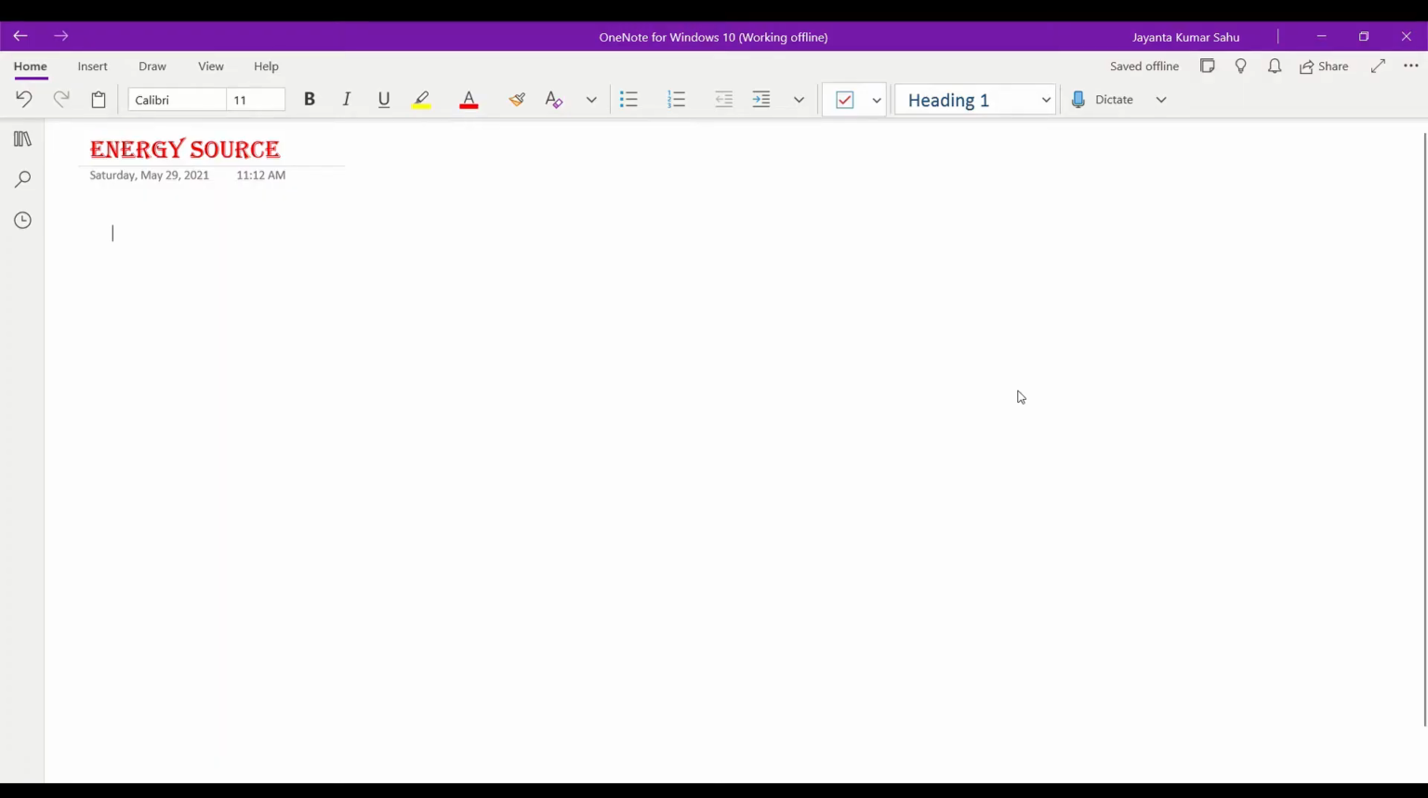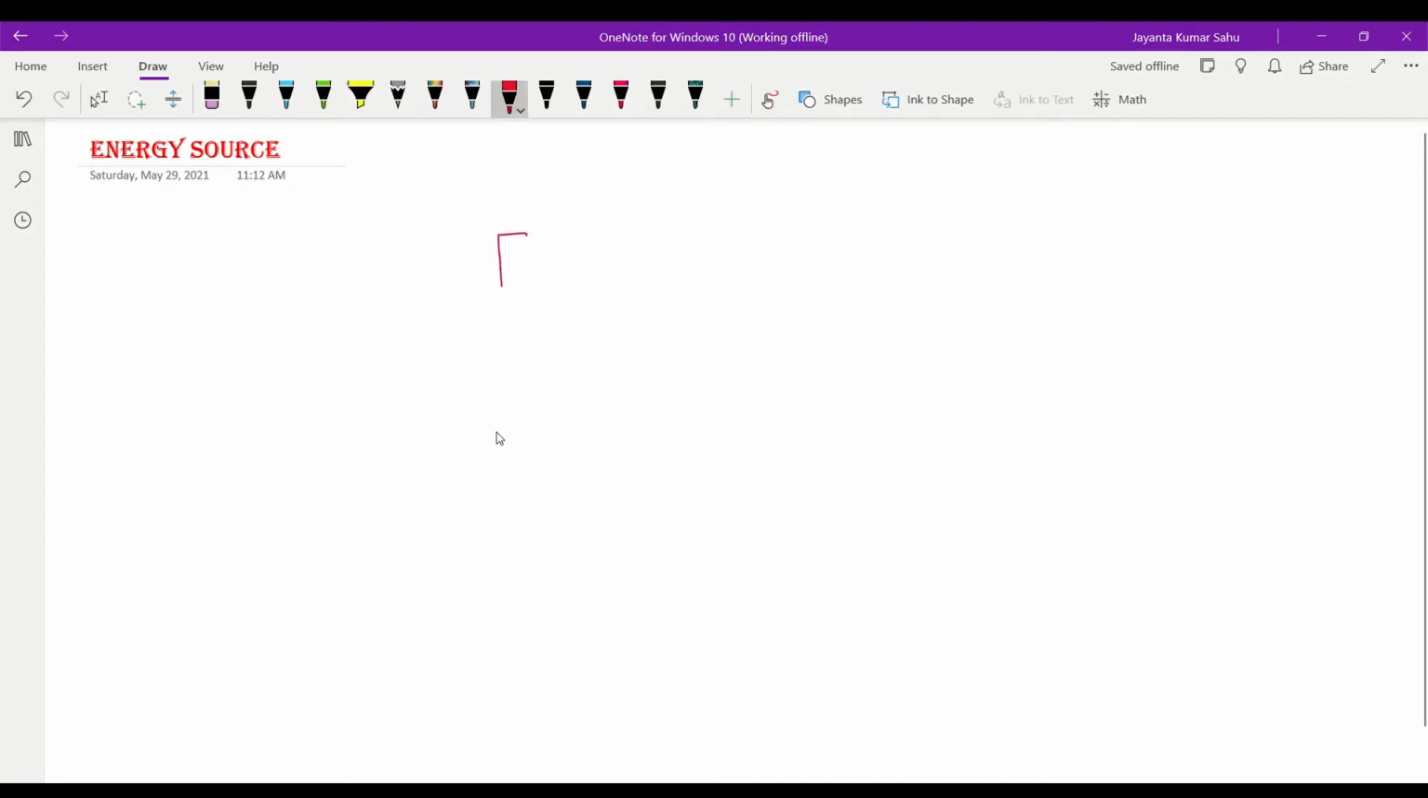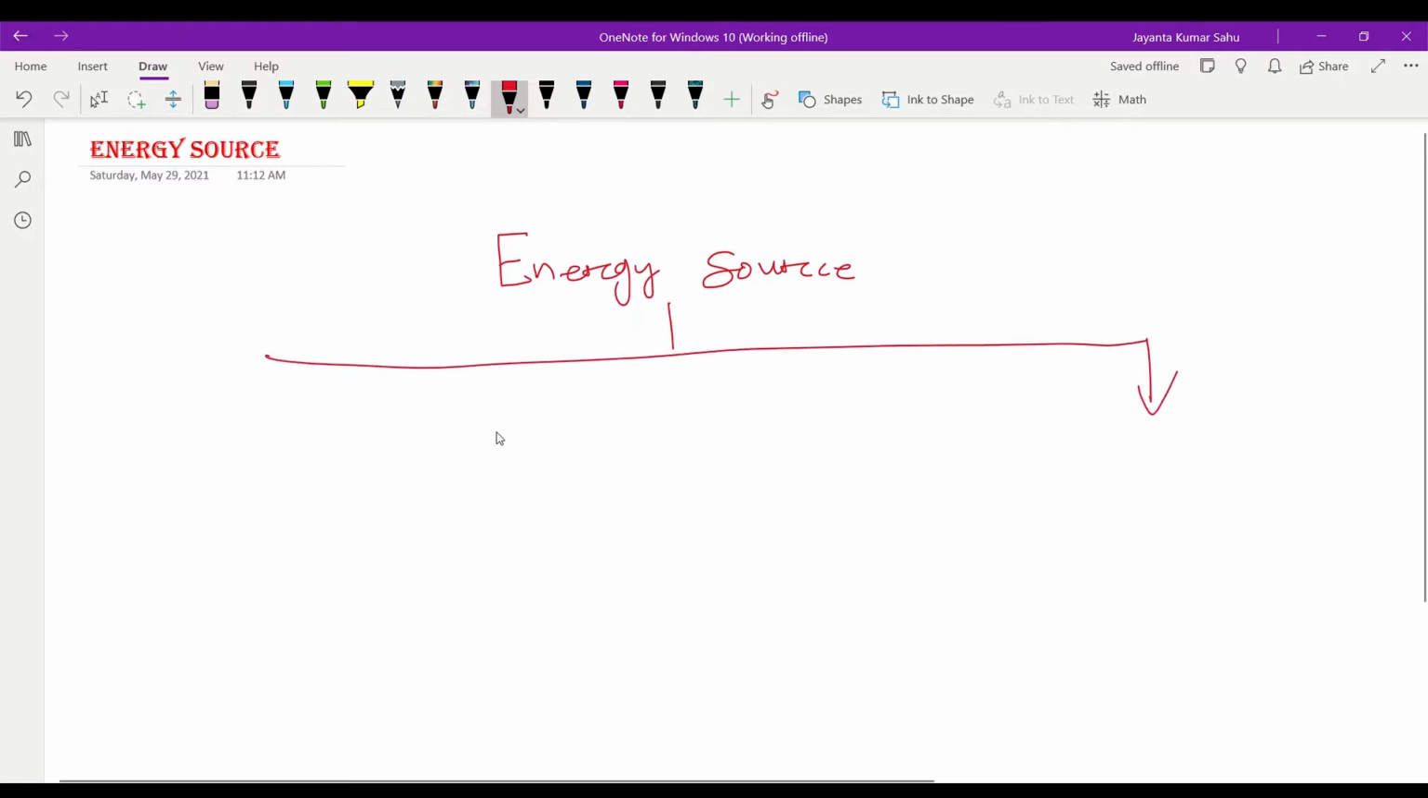In this lecture, we discuss energy sources. Energy sources can be classified into two types. One is independent source. Second one is dependent source.